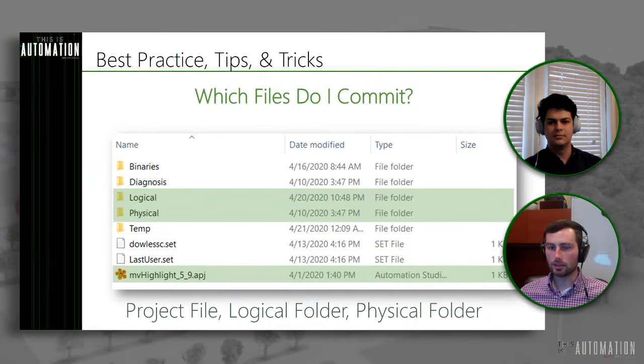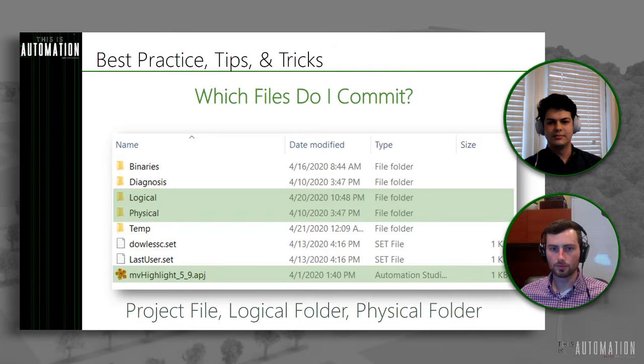Your diagnosis folder is going to be different than another developer's. There's no reason to try to even merge those. It's just going to cause headaches inside of the repository, and there's no value, because all of the core software functionality of the project is going to be held in the logical, the physical, and the APJ file. So that's really all you need inside of your version control system.